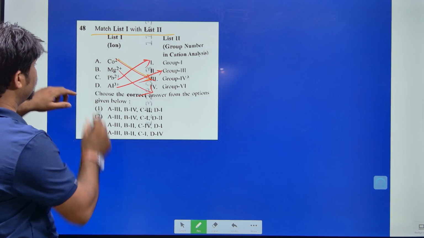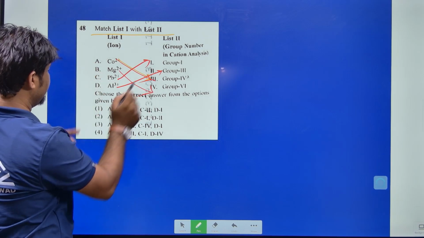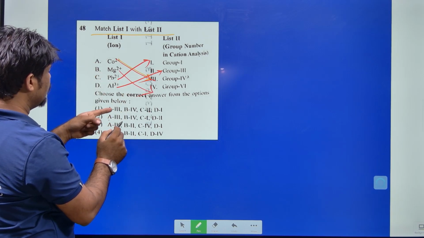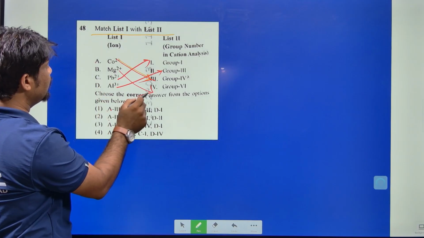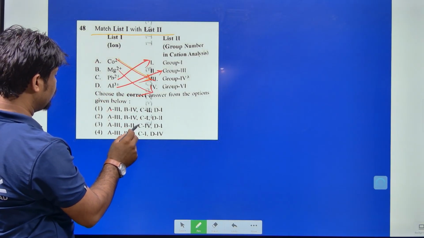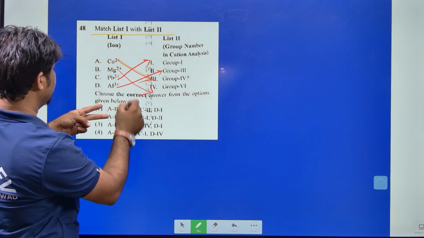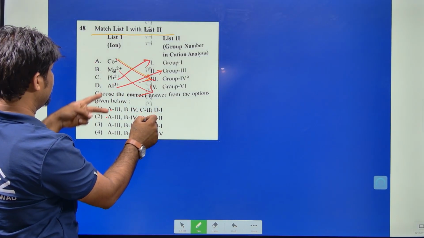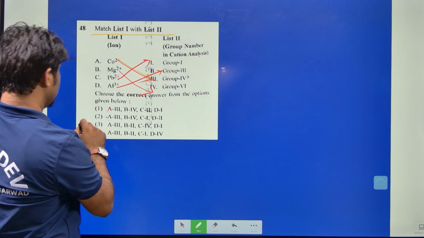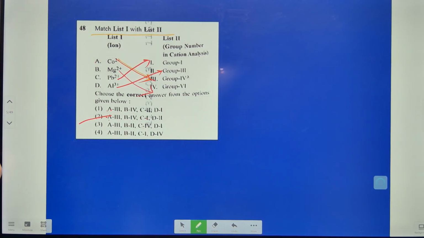Then which is the right answer? For A, it is 3. And for B, it is the fourth one. Then lead is the first one. And for D, this is third. Yes. Option B is the right answer for the question here. Well, dear all, let's go to the next one.